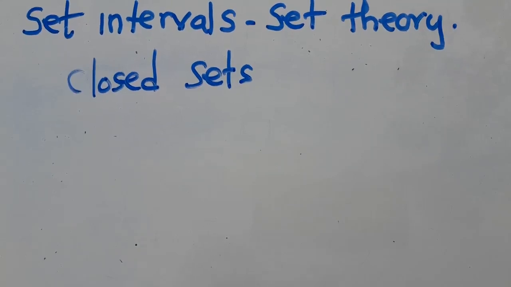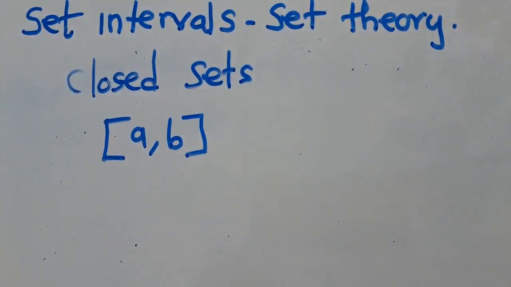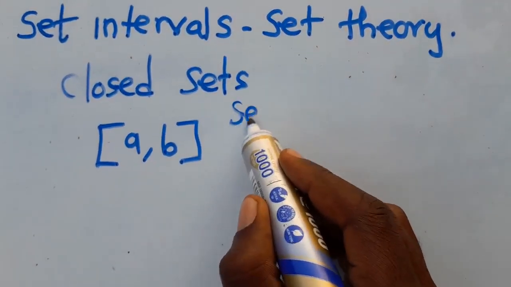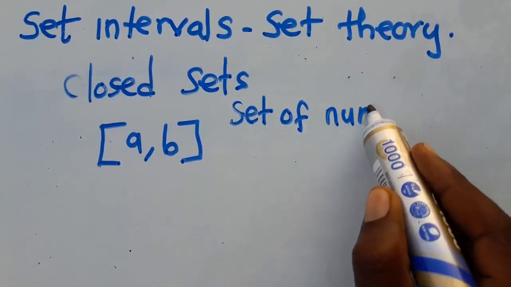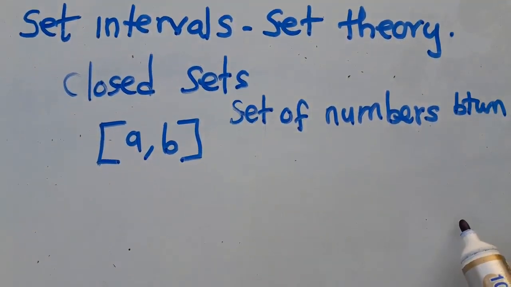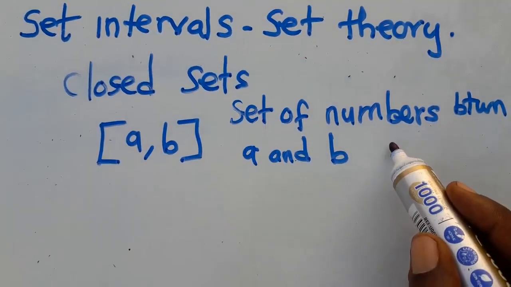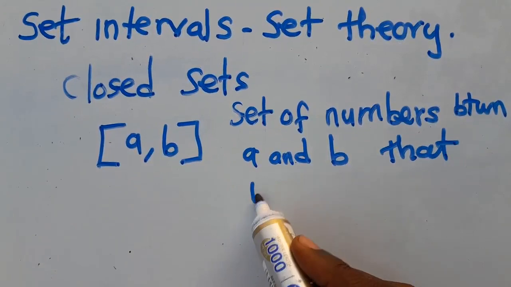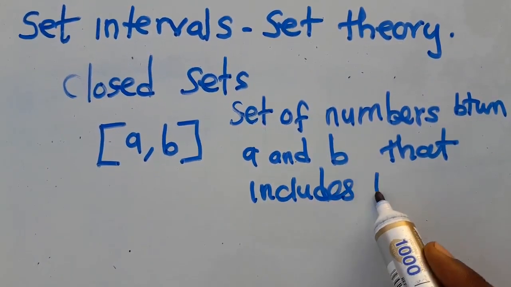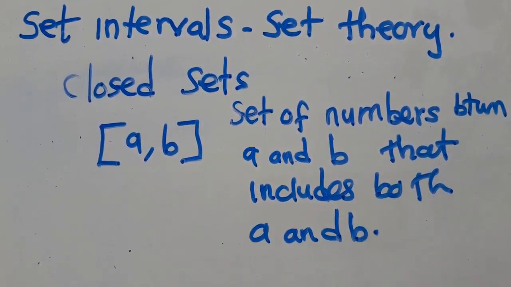How can you know? Let's say you've got something that is like this, A, like this. Have you seen? This is a set of numbers between A and B that includes both A and B. This is how you get to answer that. It is a set of numbers between A and B that includes both A and B. This is what it means.